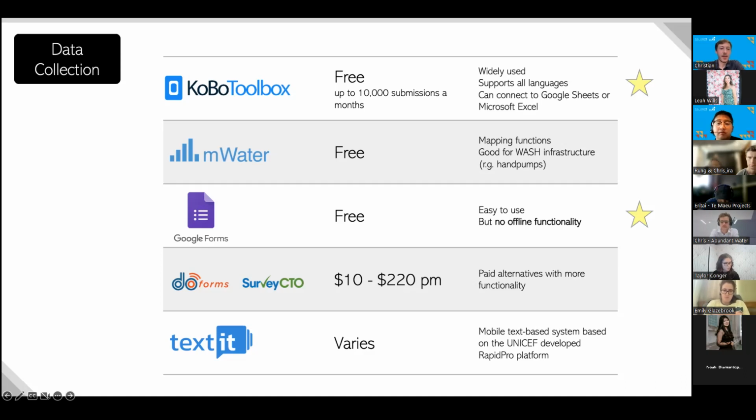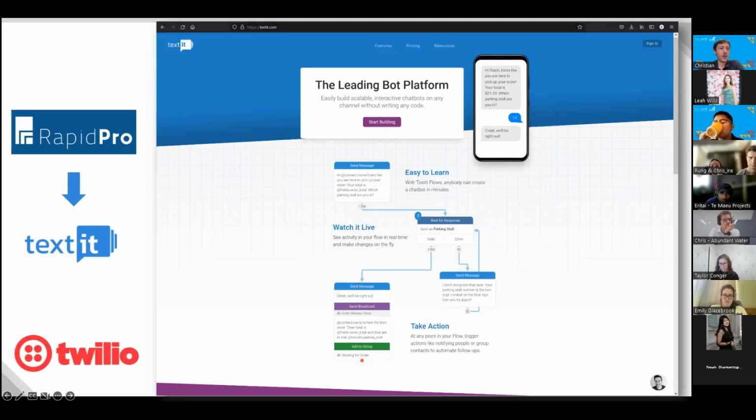And I just want to introduce something now, but we're not going to go through it in detail, just so you know that it exists when you're thinking about your options. And that's something called TextIt. And there are other commercial options. Most of these are based on a software called Rapid Pro, which was actually developed by UNICEF. So it's an open source kind of software that others like TextIt have taken and turned into a product that can be sold.